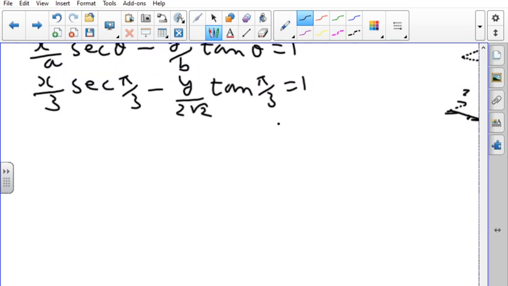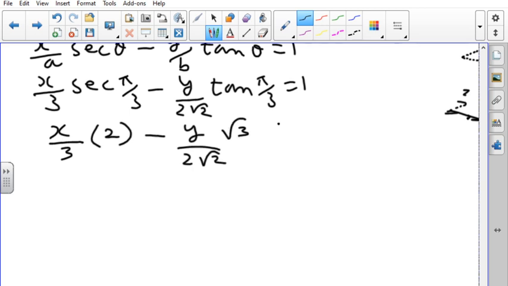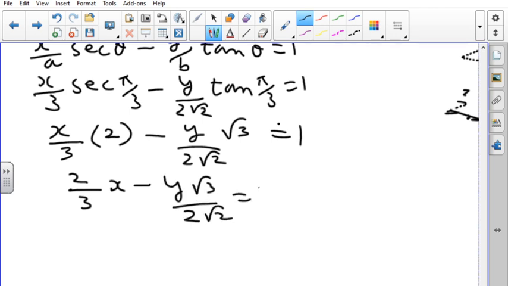Okay. So now secant pi by 3. Secant pi by 3 is secant 60. Secant 60 is the reciprocal of cos 60. Cos 60, you know, is 1 by 2. So secant 60 is 2. The equation becomes 2 by 3 x minus y root 3 by 2 root 2 is equal to 1. So simplify.